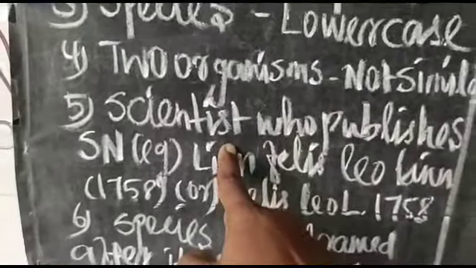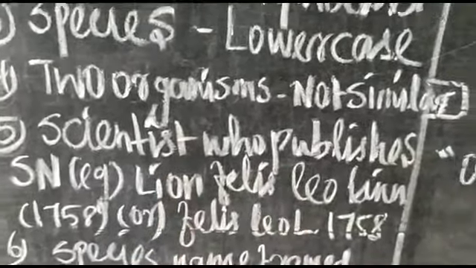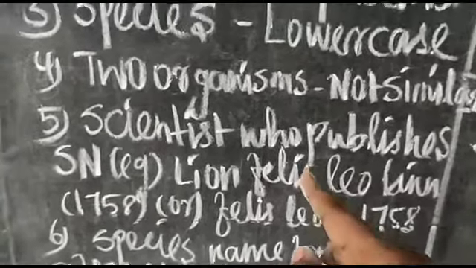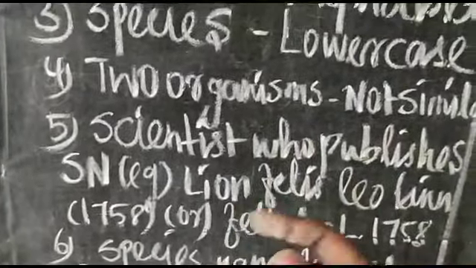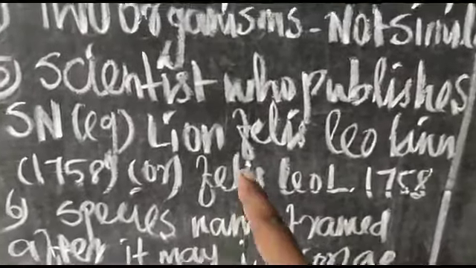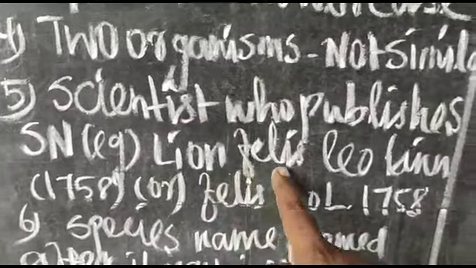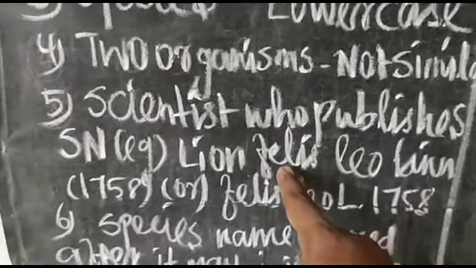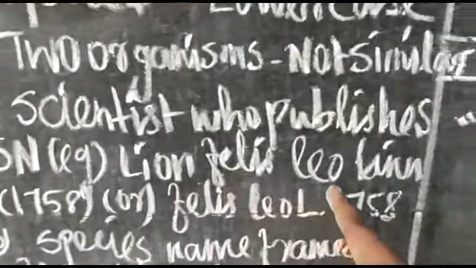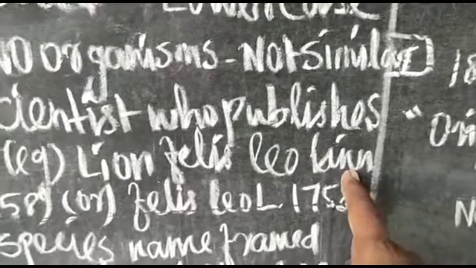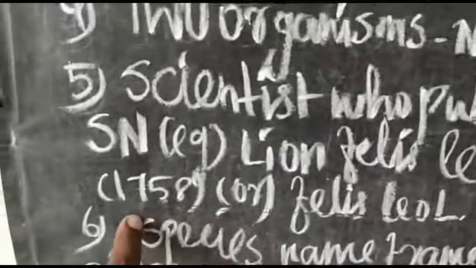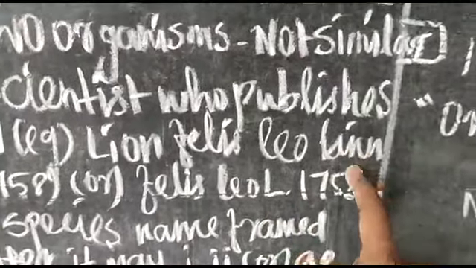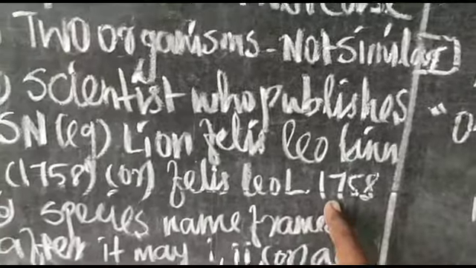The fifth point: the name or abbreviated name of the scientist who first published the scientific name may be written after the species name, along with the year of publication. For example, lion, Felis leo Linn. Here Felis is the genus, leo is the species, and Linn. is the scientist's name, capital L, Linn., along with the year 1758.